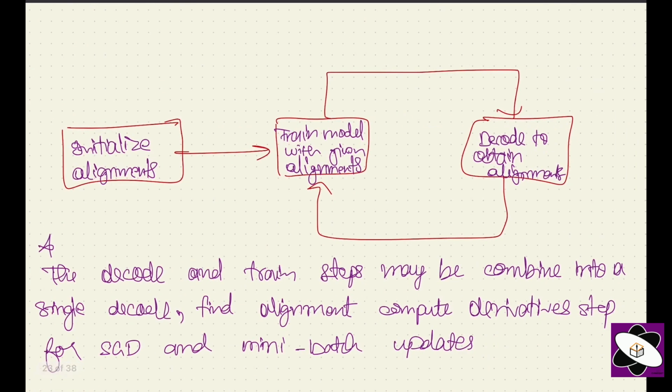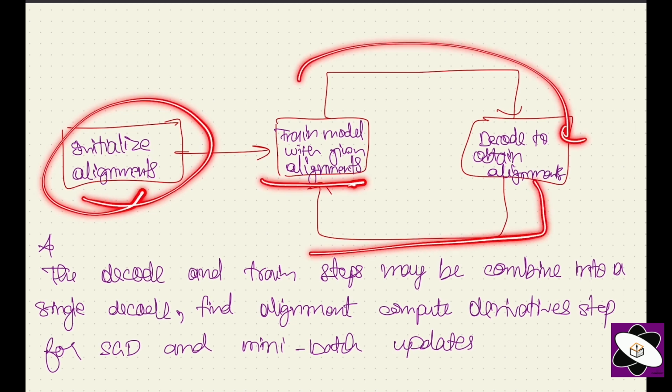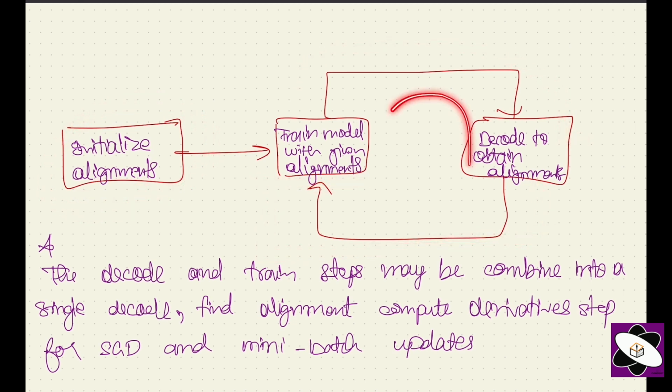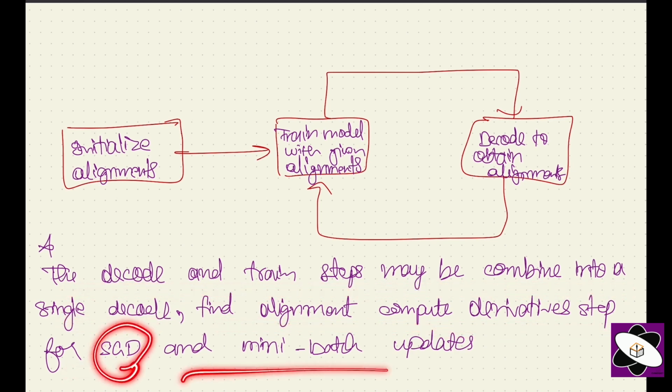So what basically we are doing is, we initialize the alignment, train the model, repeat that, decode to obtain the alignment, just loop around that. The decode and train steps may be combined into a single step: decode, find the alignment, compute the derivative, then do the stochastic gradient descent and mini-batch updates.